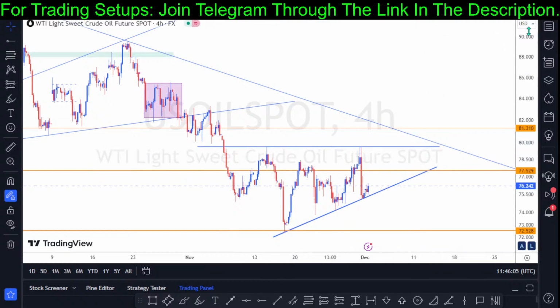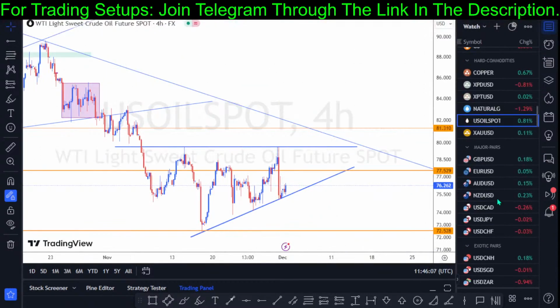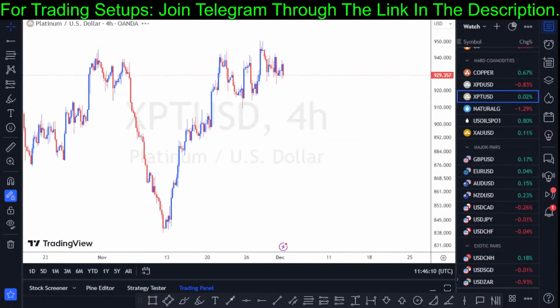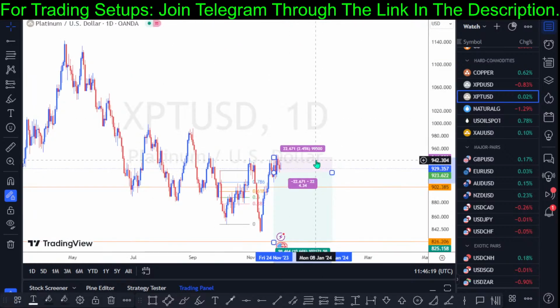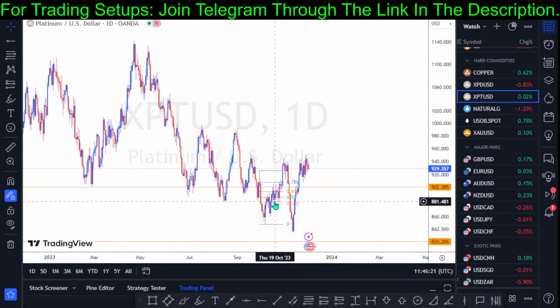And next is platinum, right? I'm still monitoring the platinum. Let me share with you what I have on platinum. This is the commodity market as well. I know most of you haven't heard about the world of platinum. Platinum is also in the commodity market. So what we have on the day chart, we have a descending channel.